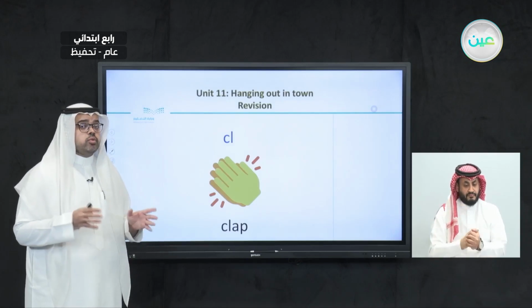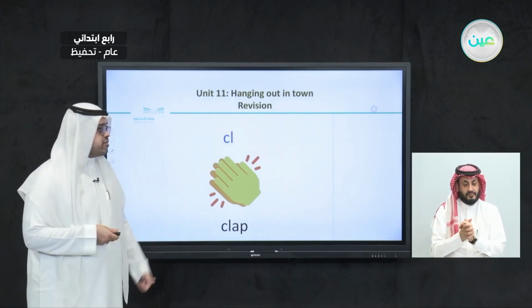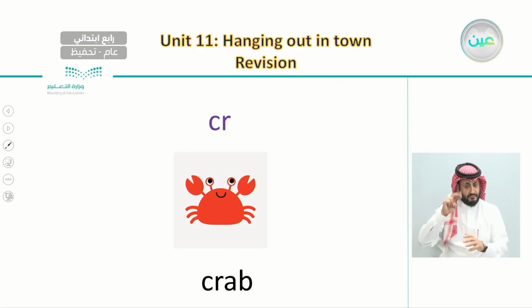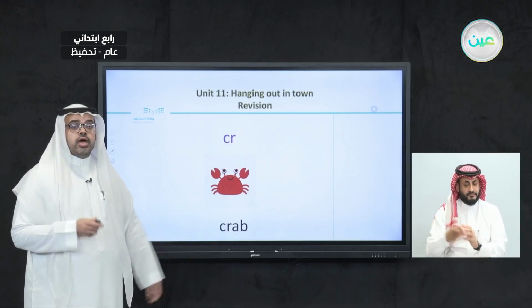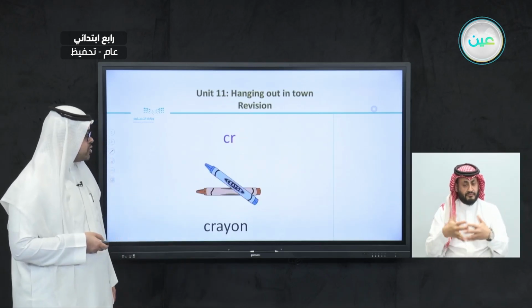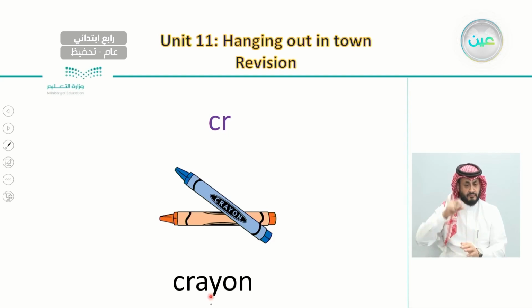And the last blend we practiced in our last lesson is the blend of C and R. It's the same as C and L. Yes, it starts with the letters C and R, but they are pronounced with a K sound. For example, the first word with the CR blend is crab. Crab. Say after me, crab. A crab is an animal which lives in the sea. And the second word with this blend is crayon.